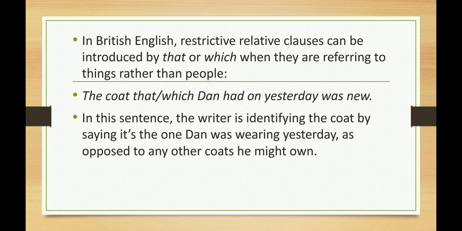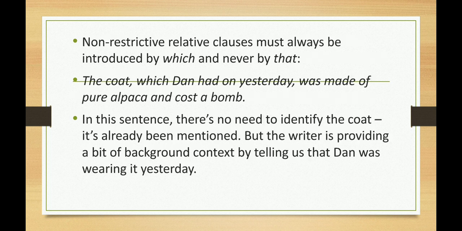Restrictive relative clauses can also be introduced by that or which when they refer to things rather than people. For example: the coat that or which Dan had on yesterday was new. In this sentence, the writer is identifying the coat by saying it is the one Dan was wearing yesterday, as opposed to any other coats he might own.